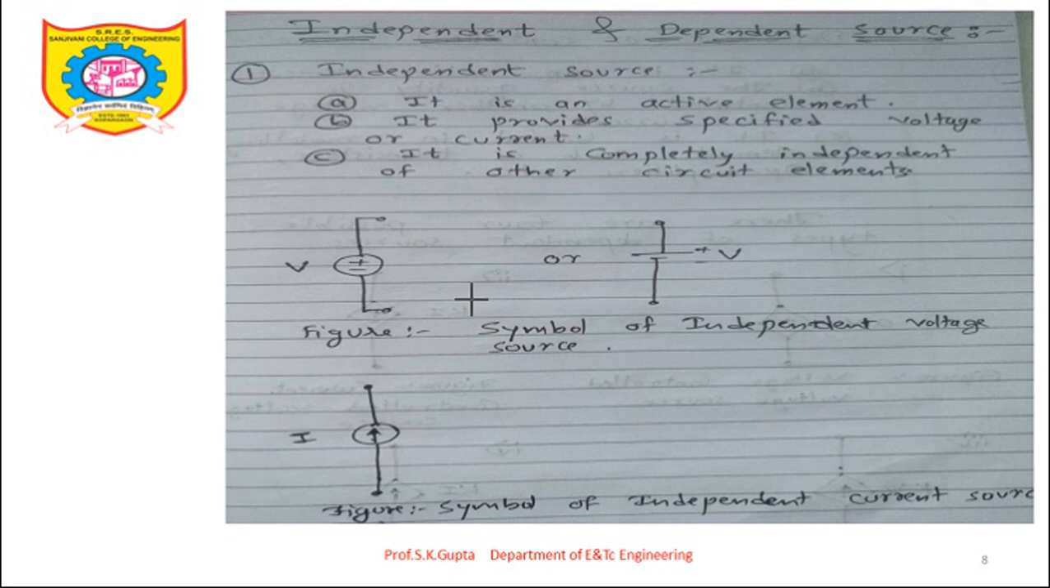The meaning is that, for example, I have one 5 volt source, I can connect it to the 10 ohm resistor or I can connect it to the 10 kilo ohm resistor. So it is our choice to which elements we connect this 5 volt source. It is independent. You can connect anything to this 5 volt source.